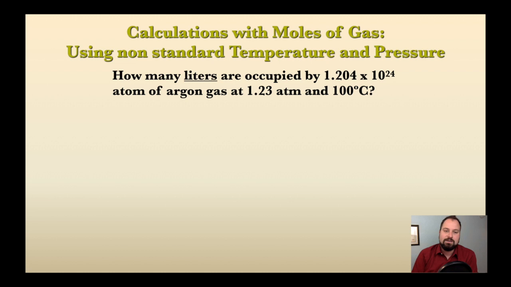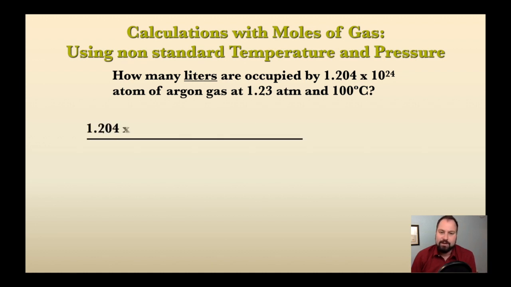So this is non-standard temperature and pressure. How many liters are occupied by 1.24 times 10 to the 24 atoms of argon gas at 1.2 atmospheres and 100 degrees C? This is a pretty standard question. And if you are ready for the answer, let's get to it.